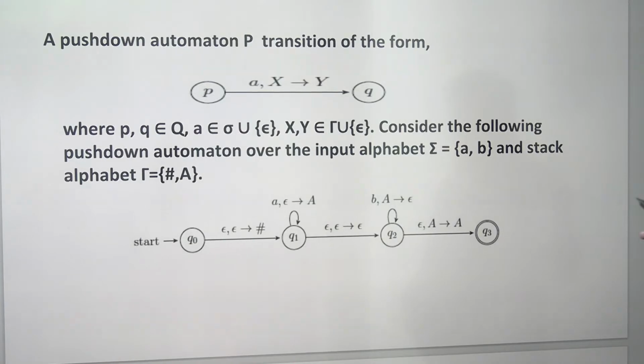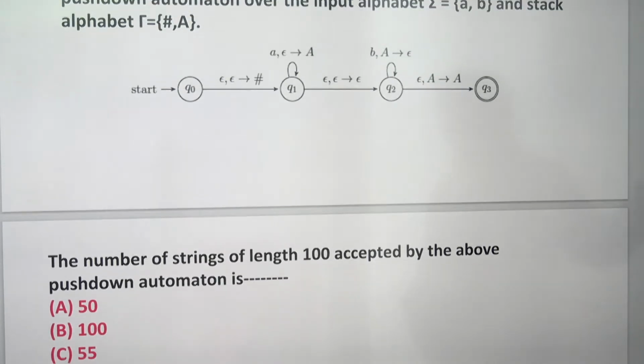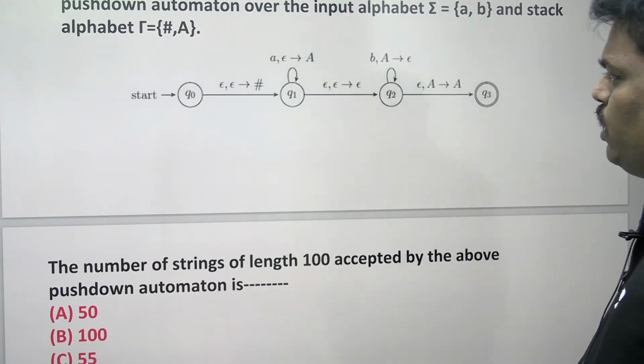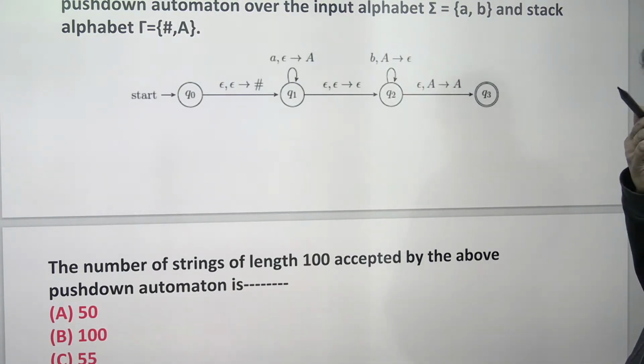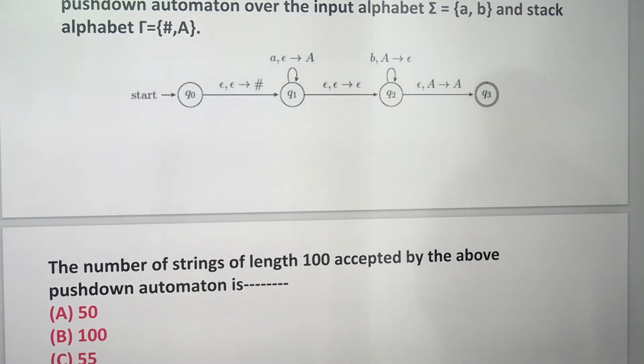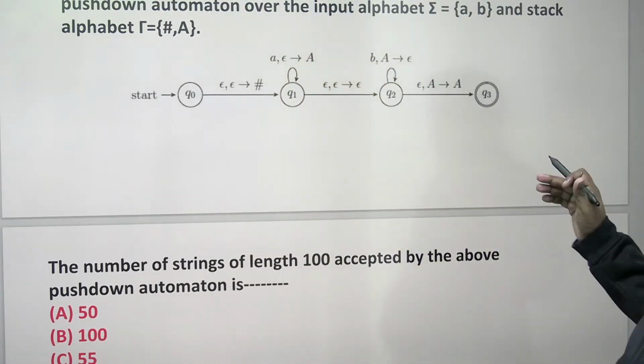Consider the following. A normal pushdown automaton is given. This is the diagram: Q0, Q1, Q2 and Q3. Q3 is the final state and Q0 is the starting state. Q0 to Q1 on epsilon, epsilon → hash. On Q1, a, epsilon → A. On Q1 to Q2, epsilon, epsilon → epsilon. On Q2, b, A → epsilon. On Q2 to Q3, epsilon, hash → epsilon.